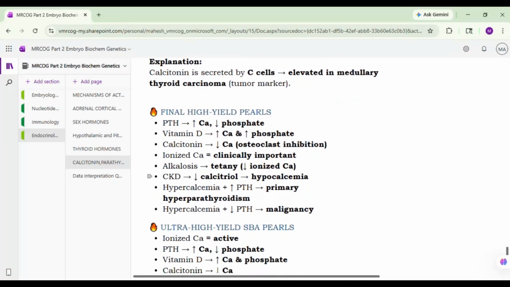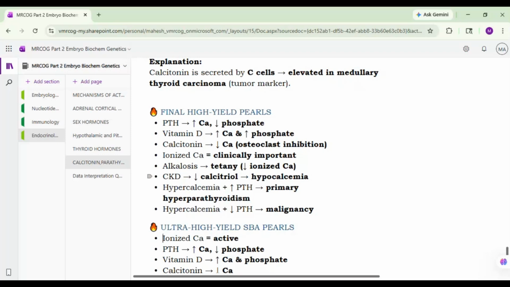So take home message. Parathyroid hormone increases the calcium, decreases the phosphate. Vitamin D increases calcium, increases phosphate. Calcitonin decreases calcium by osteoclast inhibition. Ionized calcium is clinically important. Alkalosis will lead to tetany by reducing the ionized calcium. CKD, chronic kidney disease, will decrease calcitriol leading to hypocalcemia.